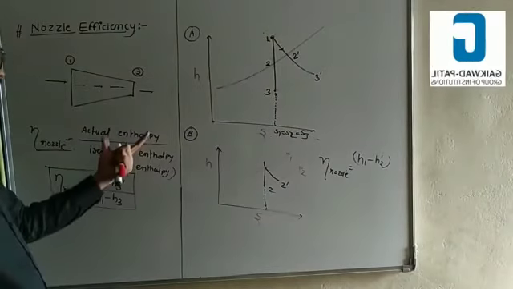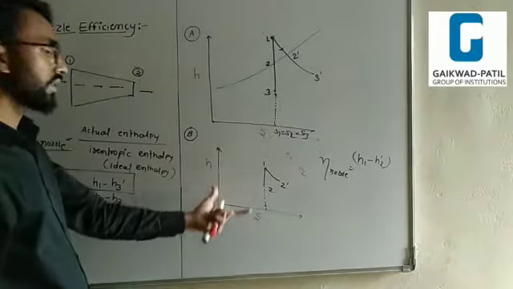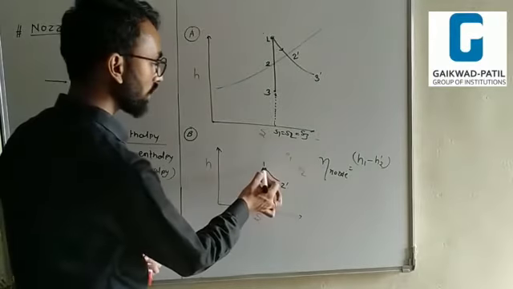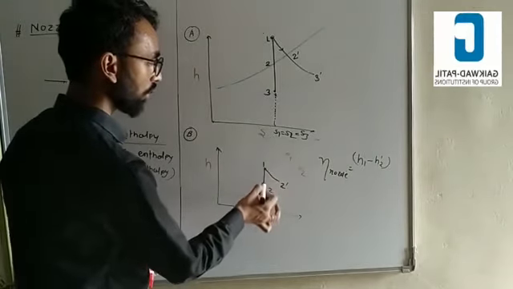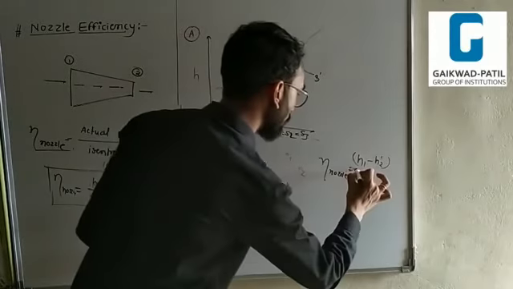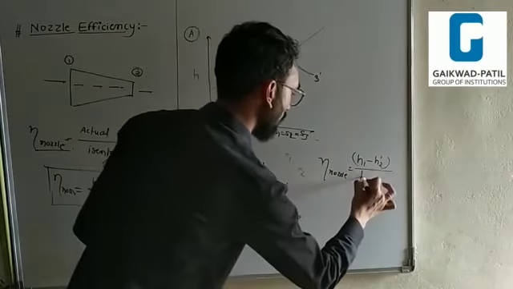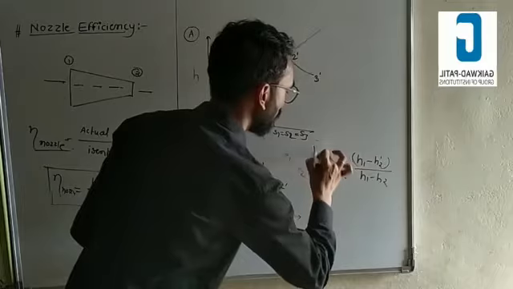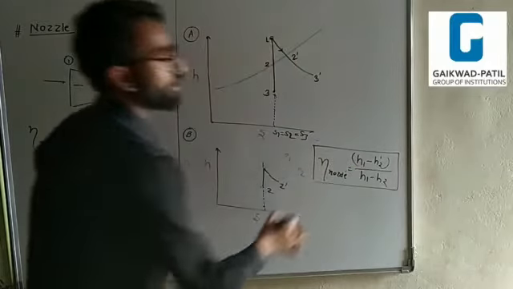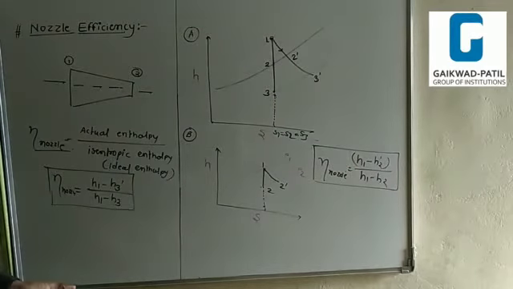This one is the actual enthalpy drop. What is the isentropic enthalpy drop? The isentropic enthalpy drop is from this point to this point. This one is H1 minus H2. It's the very important formula of the nozzle efficiency.